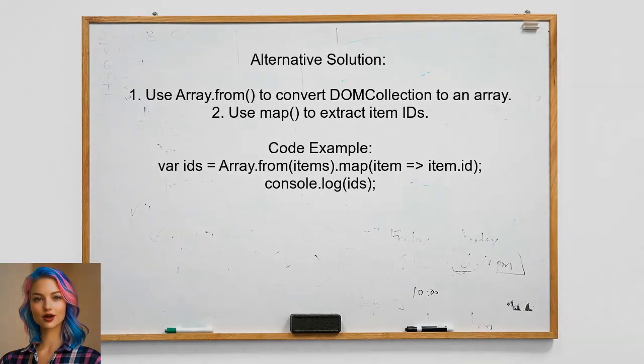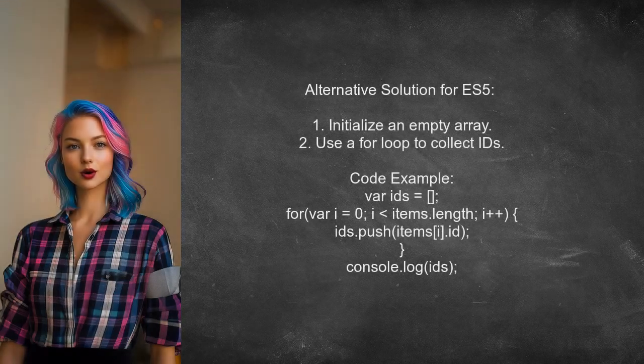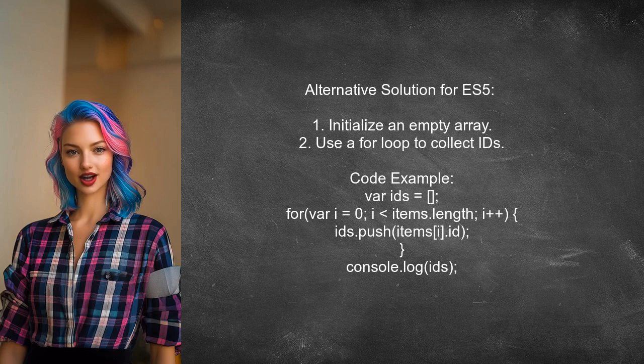An alternative solution provided by another user suggests using ES6 features. They recommend transforming the DOM collection of list items into an array and then mapping over it to extract the IDs. This approach is concise and efficient. For those using ES5, the user offers a different method. They suggest initializing an empty array and using a for loop to push each item's ID into this array. This method is compatible with older browsers.